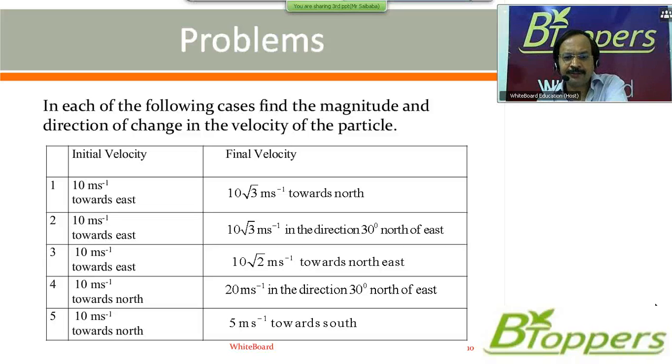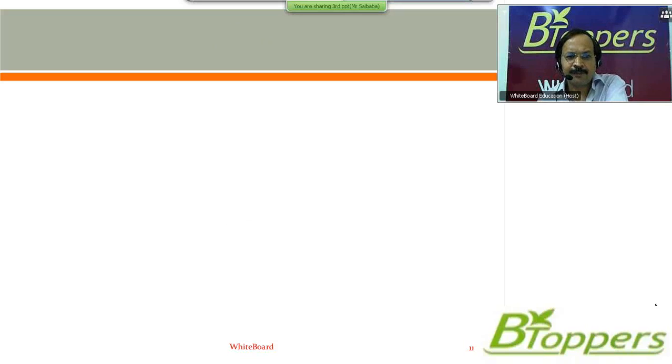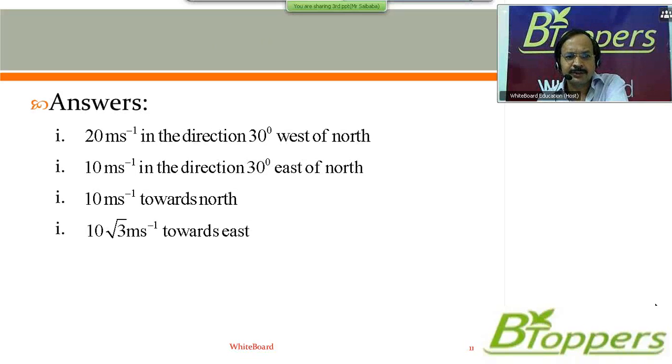And if you're able to get the answers, it's okay. In case you're not convinced with the answers, you can see the solutions of all these problems in my next class. In case you are able to solve all the problems, if you want, you can skip the next class and go to the class later. So for the fourth question, you get the answer as 10 root 3 meter per second towards east.